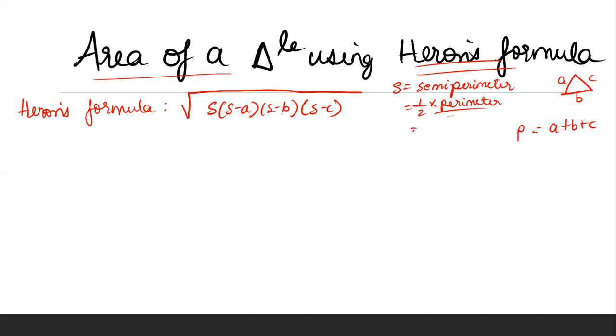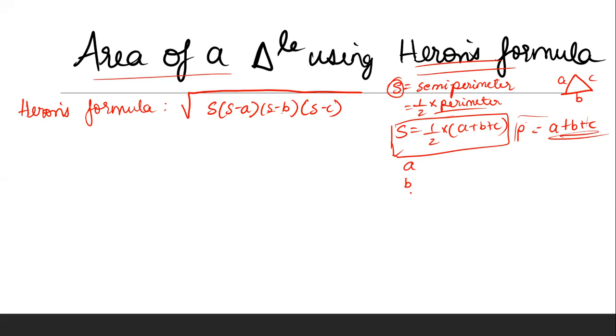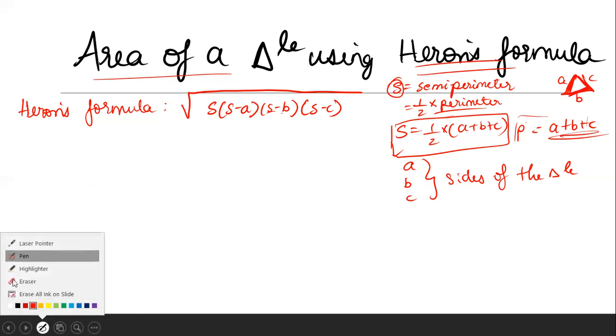So instead of perimeter, can I write half into A plus B plus C? Because perimeter is equal to A plus B plus C, I'll substitute A plus B plus C. So that is nothing but our semi-perimeter. This is what S symbolizes. Now A, B, and C are the sides of the triangle. Like here, A is one side, B is the other side, and C is the other side. This is all about the letters used in Heron's formula.